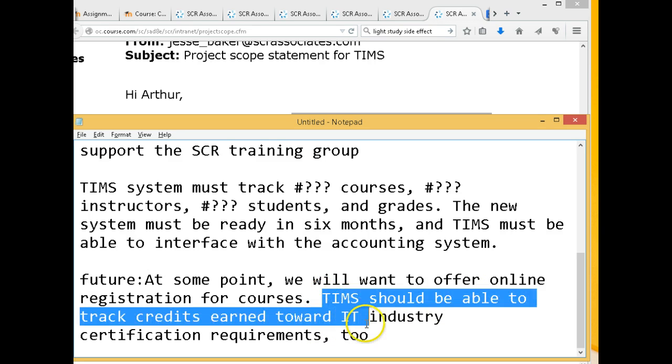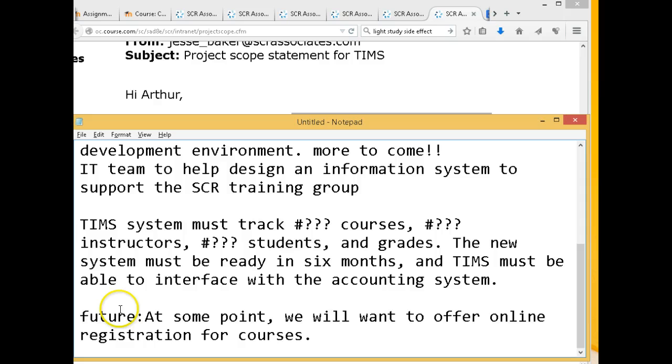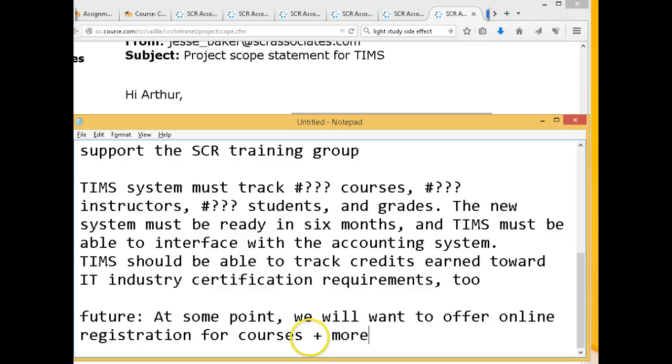Now, this last sentence, is that future or is that now? I'm thinking that's now. It makes sense that we track credits while they're taking courses now. So I'm thinking I might put that in here as current requirements, and then in the future, online registration for courses, and also remember, plus more courses based on the press release.